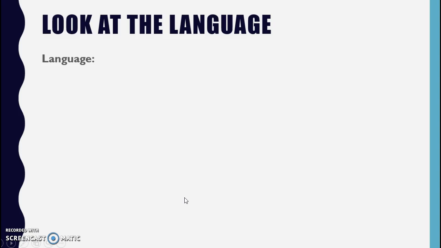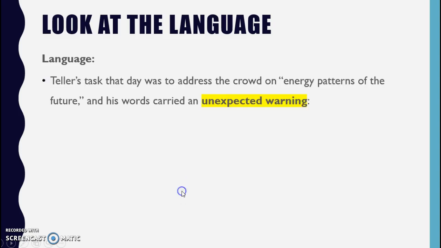But we also have to pay attention to the language. So if we look here, how does the author, not the quote, how does the author introduce the quote? His words carried an unexpected warning. So, what do we know? This is the author telling us something. They're warning us something. He's putting in his opinion here.